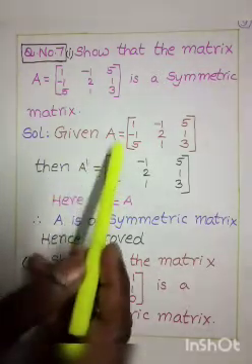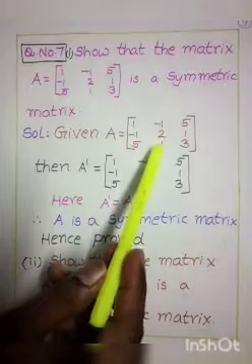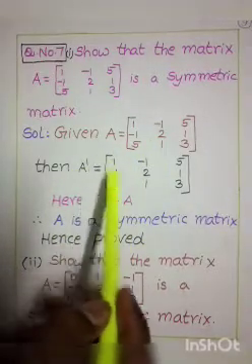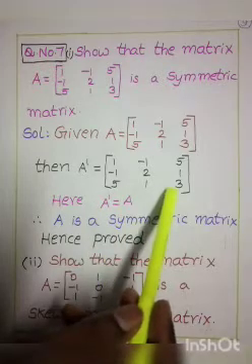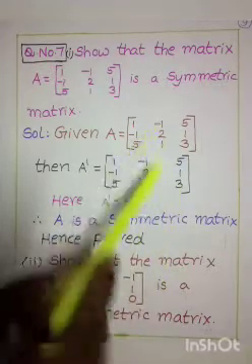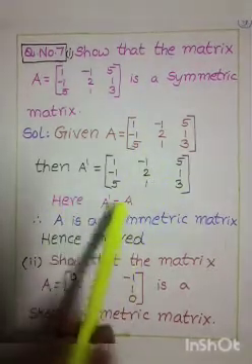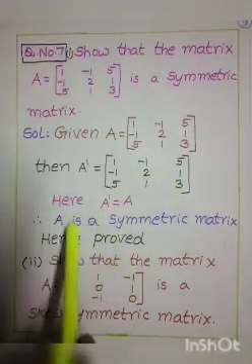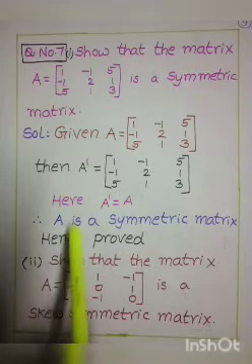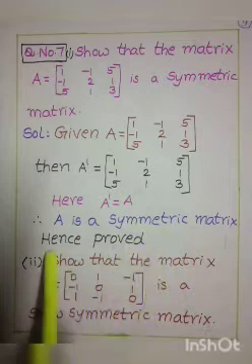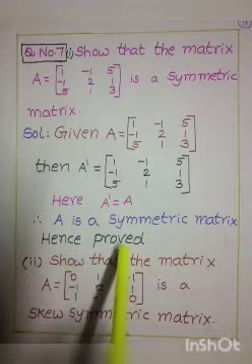So first we wrote here given matrix A. Then we found A transpose. By interchanging the rows and columns, we got A transpose. Now by comparing these two matrices, they are equal. Here A dash is equal to A. Therefore, by the definition of symmetric matrix, A is said to be here a symmetric matrix. Hence, the given statement is proved.